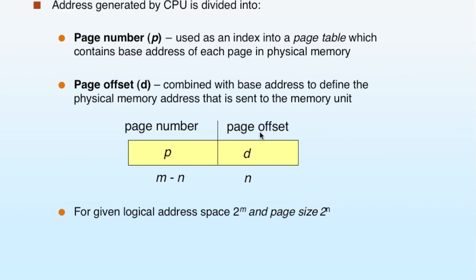So we have the page number and page offset. That's going to give us our mapping. Think of it sort of like a translation. It's a translation between the logical and the physical that's being mapped for each one of the pages that we've configured.